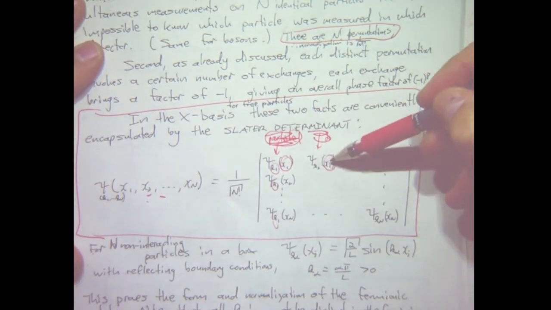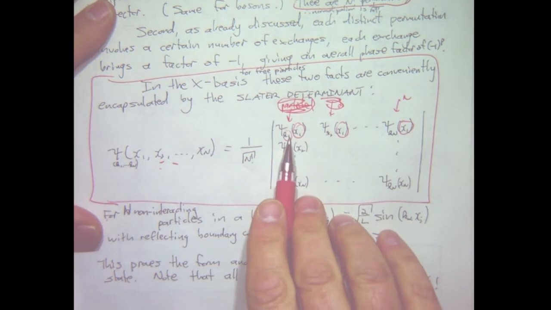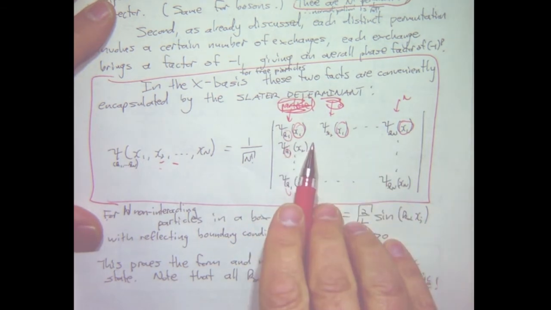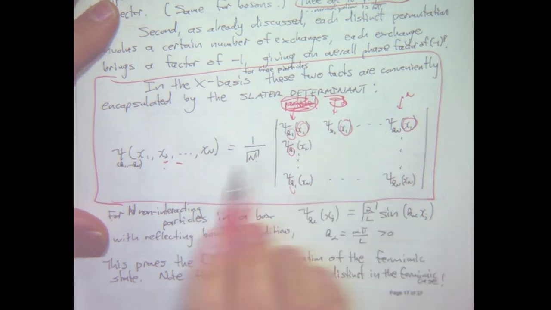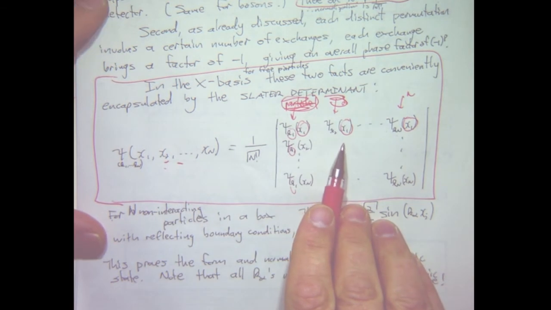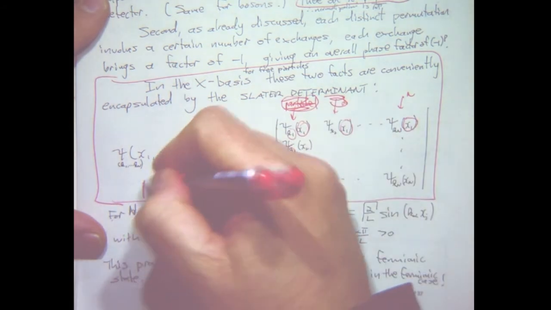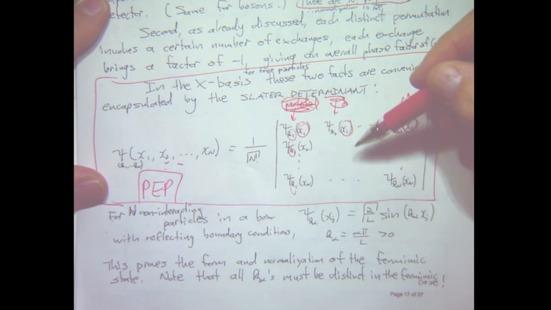And note that if you look at the determinant closely, you'll see that each of these k1, k2, up until kn have to be different. If they're not, then the determinant is zero. So that means that the state doesn't exist, which is part of the exclusion principle. This is a great way of understanding the Pauli exclusion principle, at least one aspect of it. Okay?